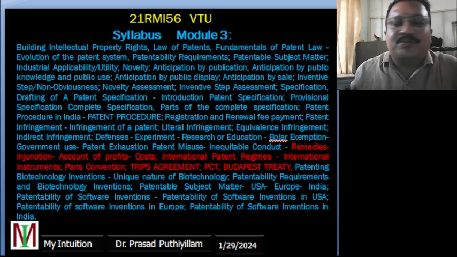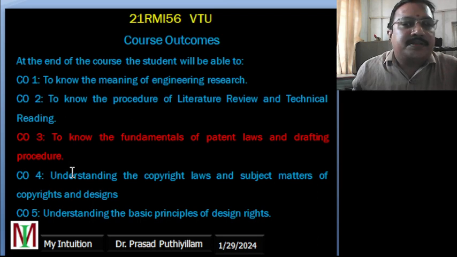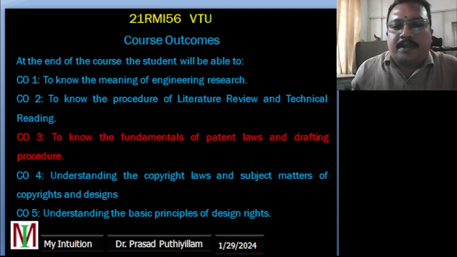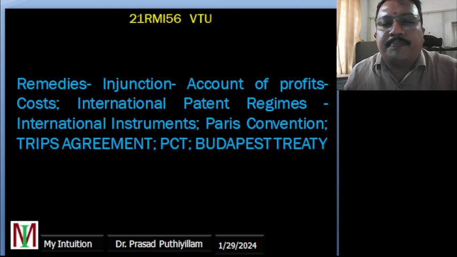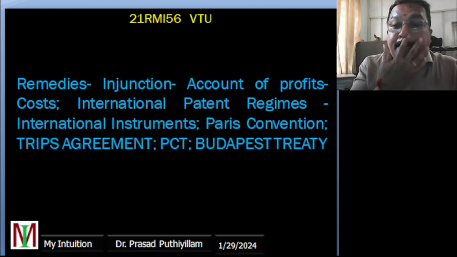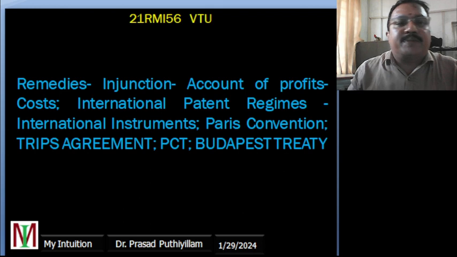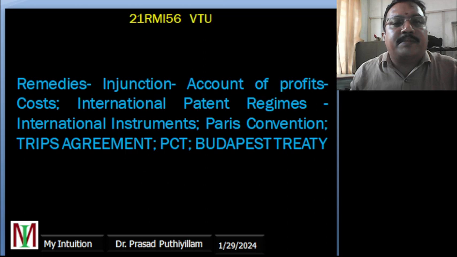Same as I used to produce. So this is the syllabus which I am covering, and it covers course outcome 3 and the available textbook, which is mentioned also. I should tell you this is the portion which I am covering now: the remedies. In the previous class I explained what the possible infringements are, how people will misuse the patent, and what the types of misuses are. So if they misuse, what are the remedies? Either injunction, account of profit, or cost.